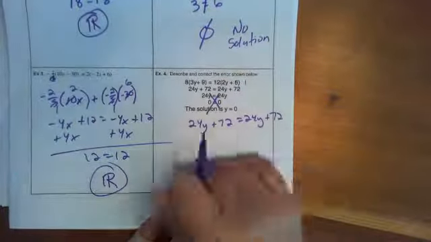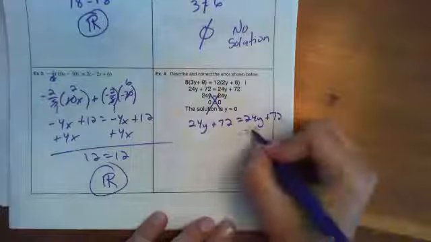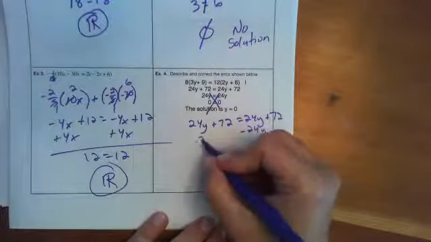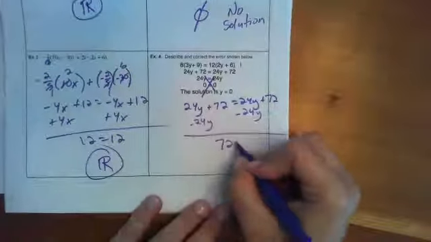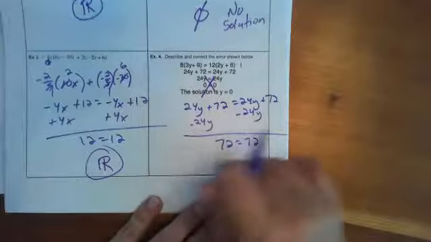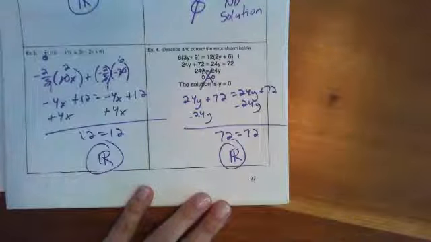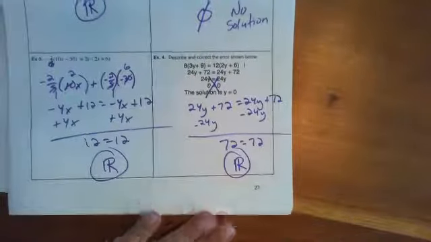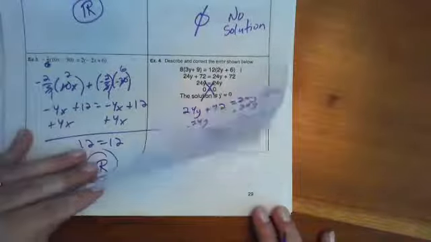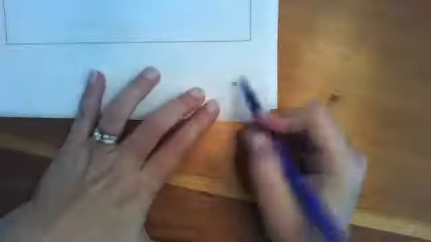Okay, I always want you to move the variable term first. We're going to subtract 24y from both sides. We get 72 equals 72. And you guys should recognize that because the two sides are equal to each other, all real numbers or infinite number of solutions. Okay, I want you to skip to page 29, okay? I'm trying to keep this relatively short for me. So we're on 29, and this is going to be our last page, okay?